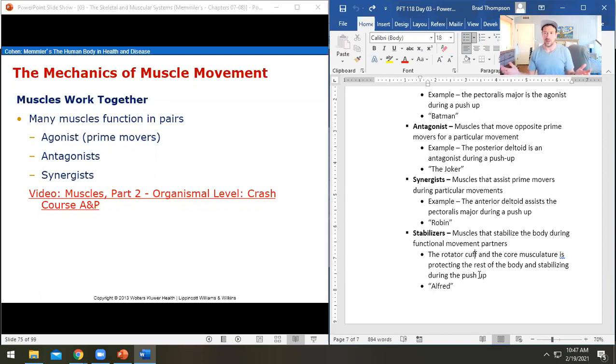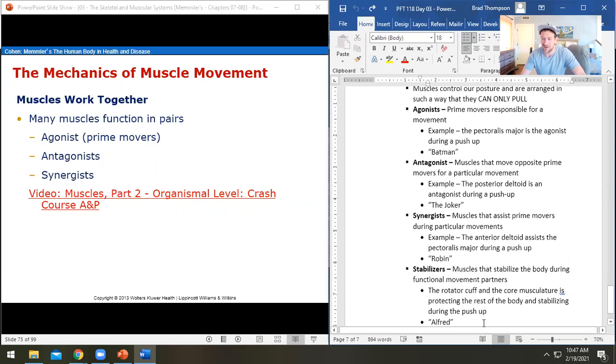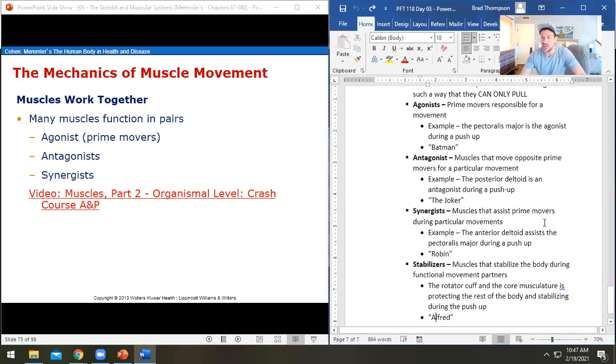Think of this as like Alfred the butler in the Batman stories, right? He's there to provide emotional support and tea and crumpets to Batman. So that is sort of what we're seeing. Our agonists are the main muscle, our antagonists are the opposite, synergists are there to help, and stabilizers are there to hold everything in place to make sure that your spine doesn't fall apart while you're doing a body weight squat.